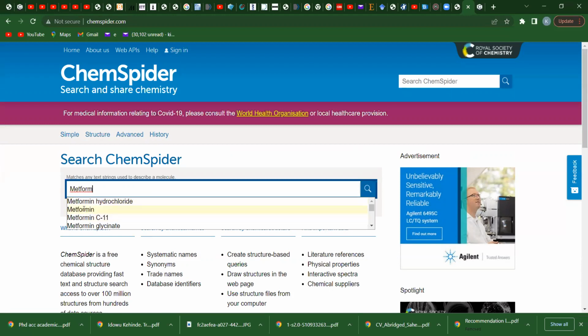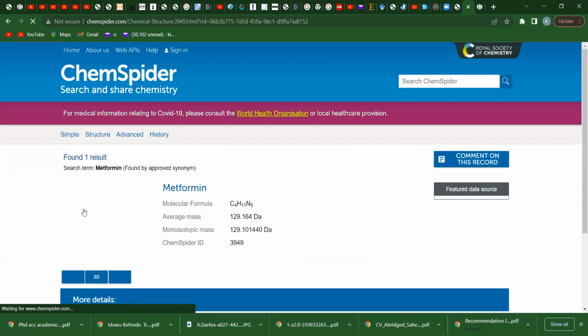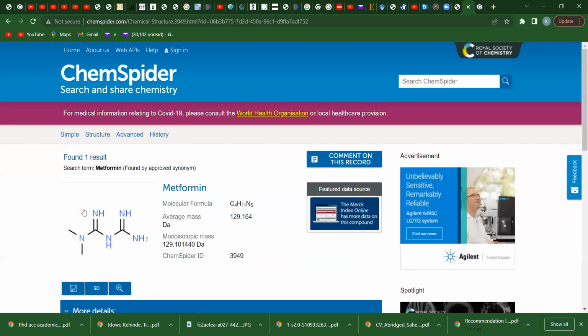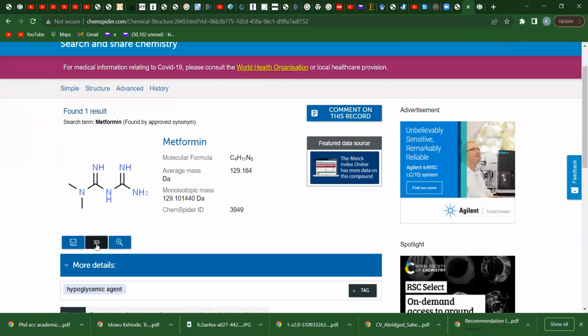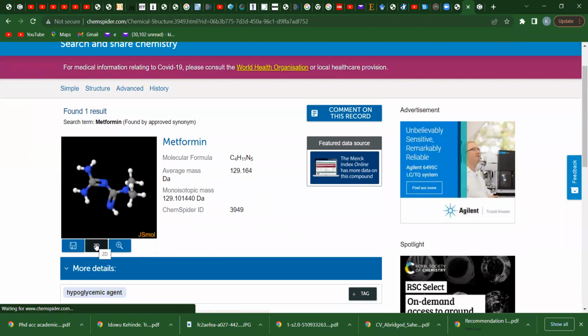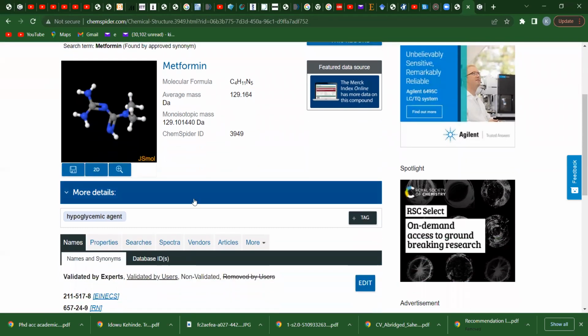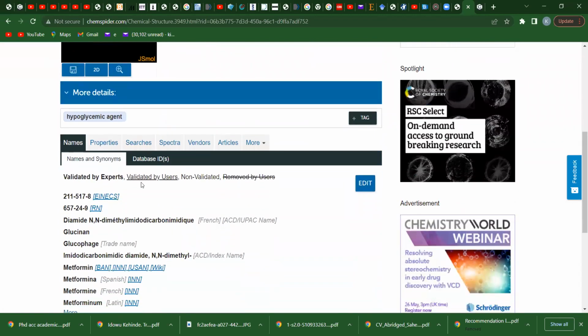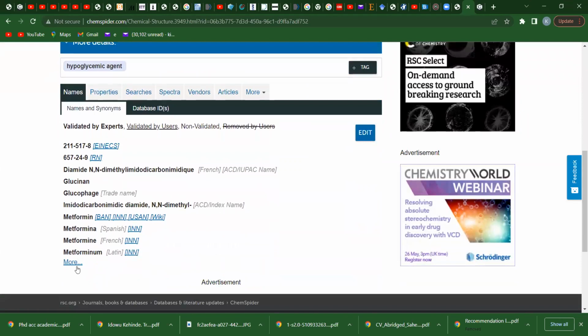Let's try metformin, and let's see. Can you see the way this one displays its own information is different. If you want to look at the 3D structure, it shows the 3D structure of metformin. This is the molecular formula. This is the molecular weight. This is the monoisotopic mass. Can you see? This is the ChemSpider ID. So now it gives us names. There are different names to it, and we can even click here for many more.